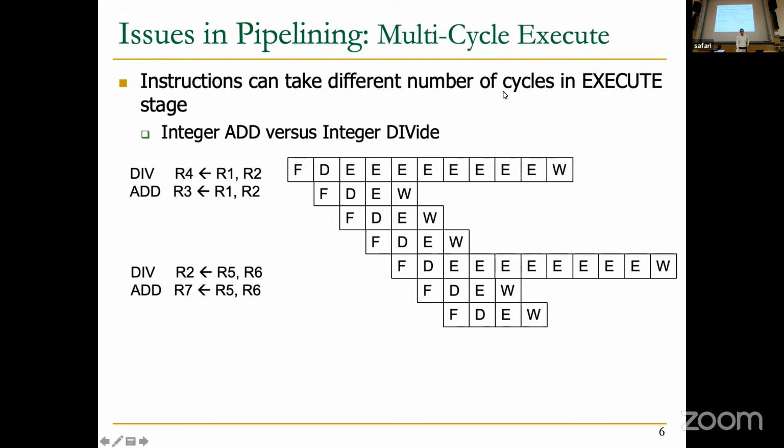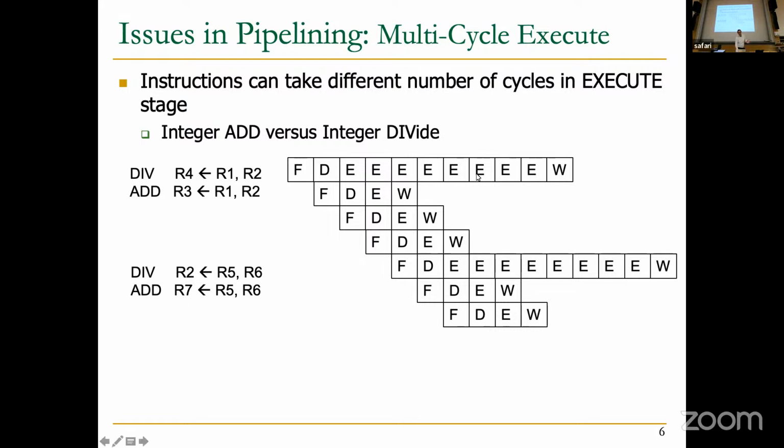Essentially, instructions can take a different number of cycles in this execute stage. For example, we see the difference between an integer add, which is 1 cycle in the execute stage, and integer divide, which is 8 cycles. I just want to amplify this. In existing processors, a divide can take 40 cycles, maybe 50 cycles. An add can take 1 or 2 or 3 or 4 cycles, basically, at high frequencies.